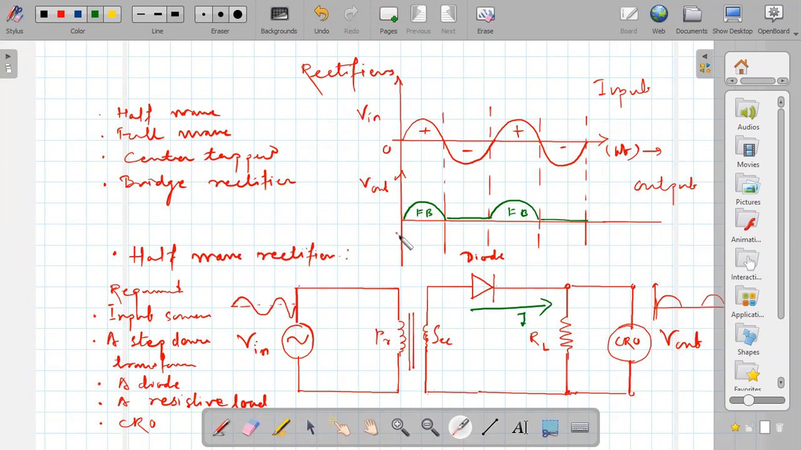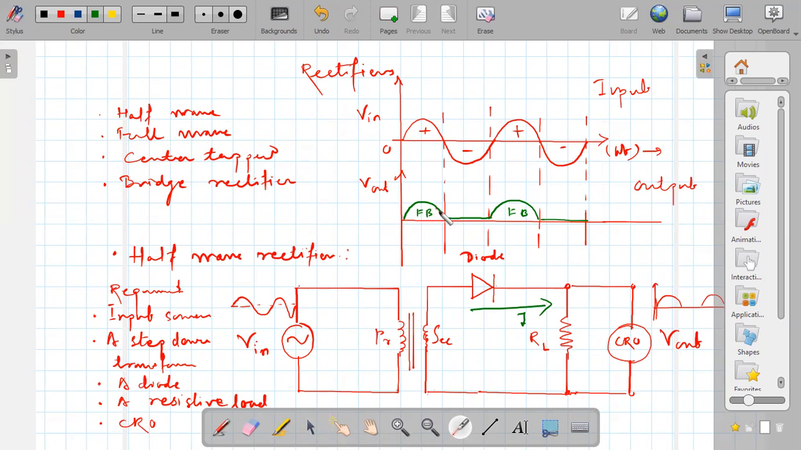In a half wave rectifier, what are the requirements? Requirements are input source, input AC voltage, step down transformer, diode, resistive load, and CRO. Using the CRO, we can observe the input as well as the output voltage. Now, this is the sinusoidal input wave, and you will get only half of this input at the output.